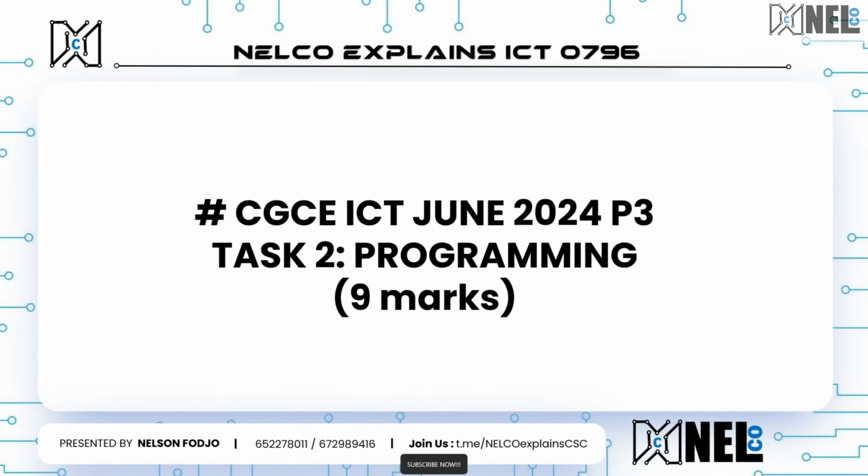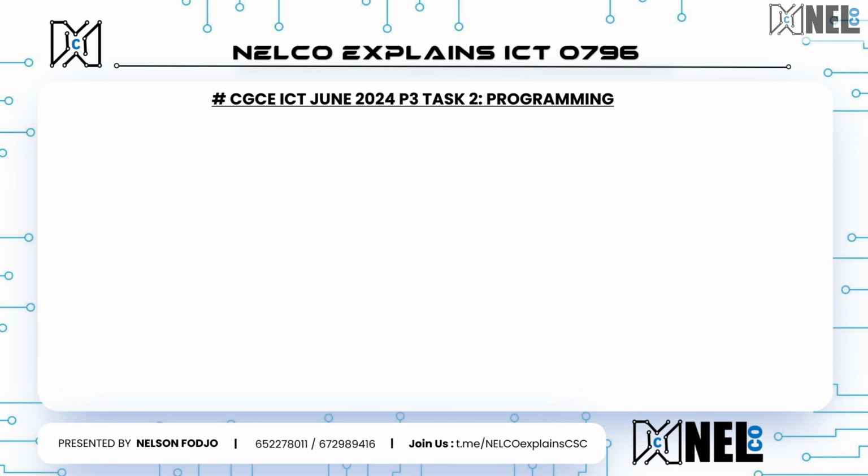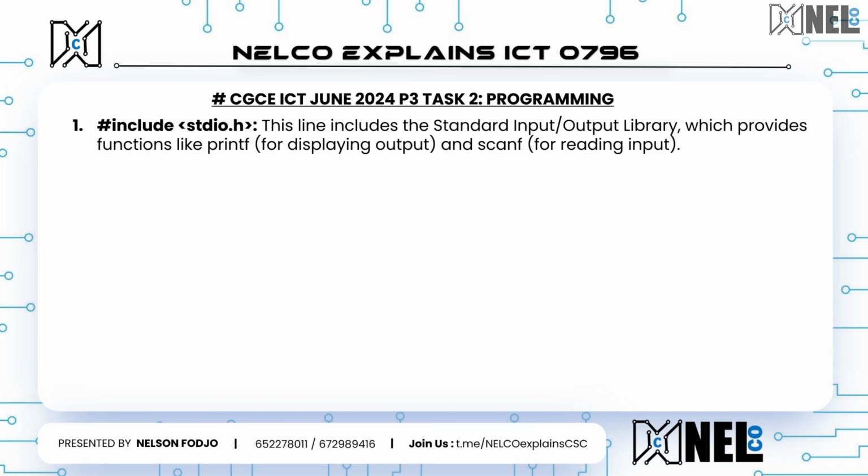All right, so let's go to understanding the code proper. So this is the code that was used in the IDE. Next, let's just study the code line by line. The first line is #include stdio.h, which is a line that includes a standard input-output library, which provides functions like printf for displaying output and scanf for reading input. So you take that down.